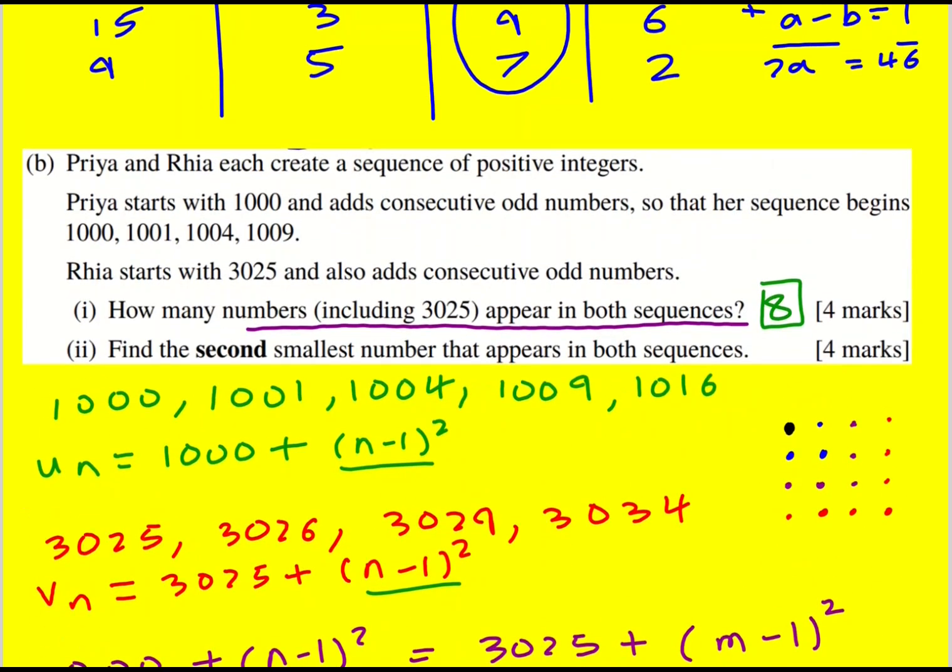So find the second smallest number that appears in both sequences. It's going to be 1000 plus 51 squared. Now 51 squared is 50 plus 1 times 50 plus 1. So I have 2500, and then I get 100, and then I add 1. So it's going to be 3601.